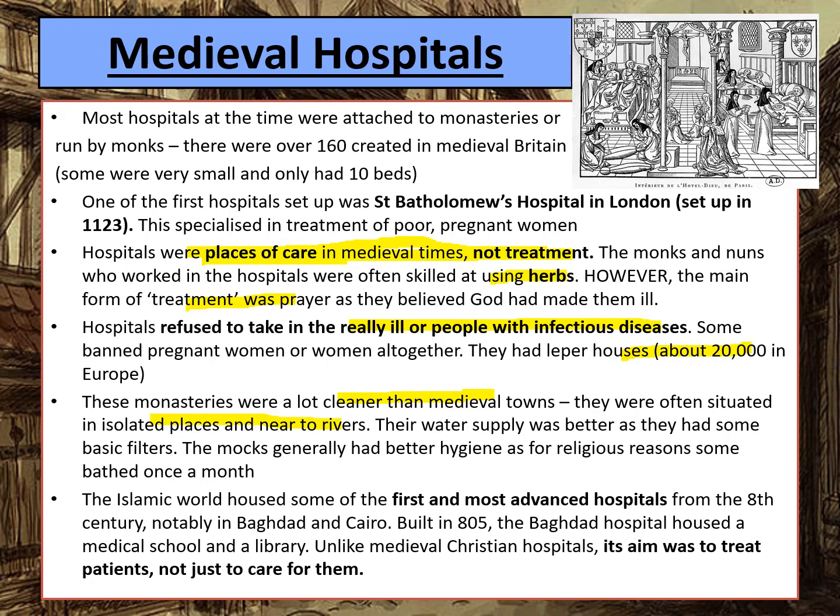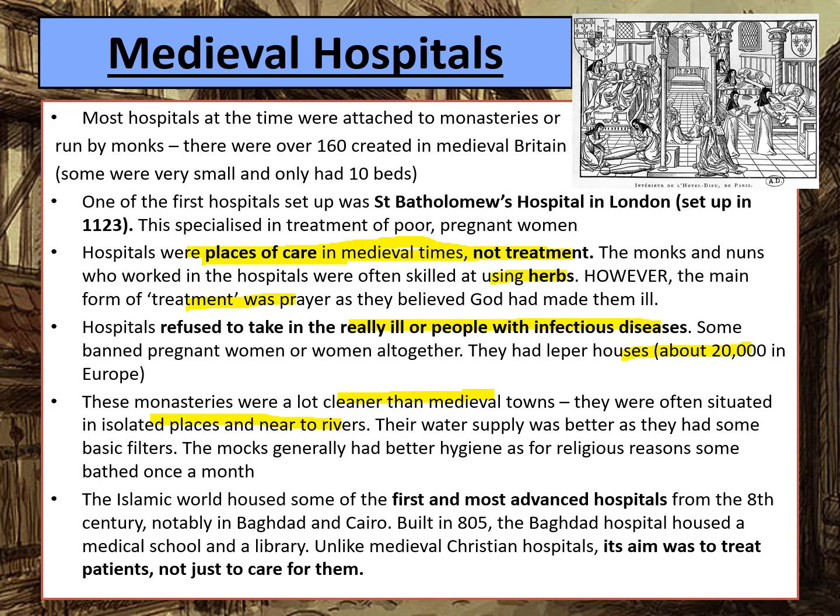For instance, in places like Baghdad and Cairo, they had much more advanced hospitals than what we had in Britain at the time. They even did things like training some doctors there. So they played a really crucial role, and they also at this point treated patients, not just caring for them. Remember that really key point about medieval hospitals: they were places of care, not treatment.